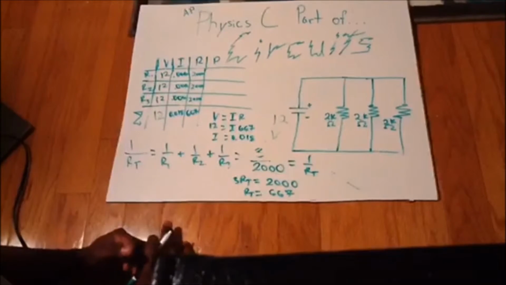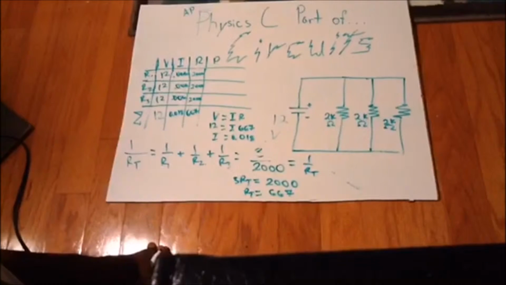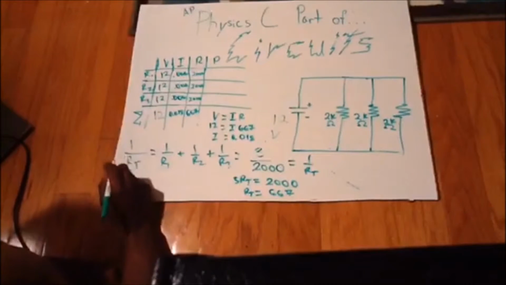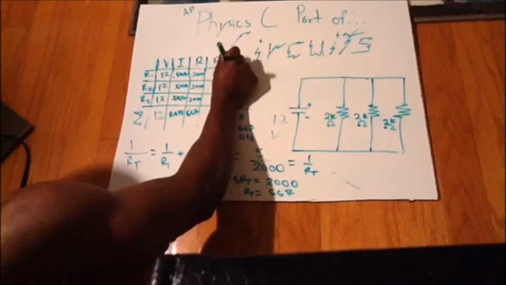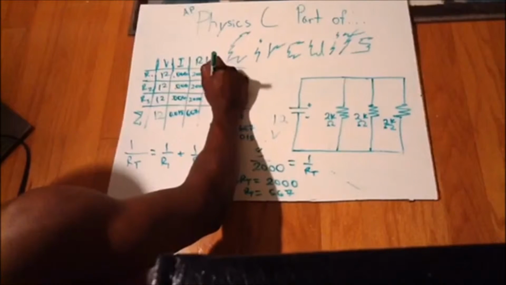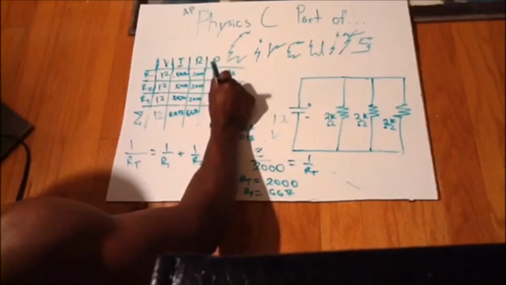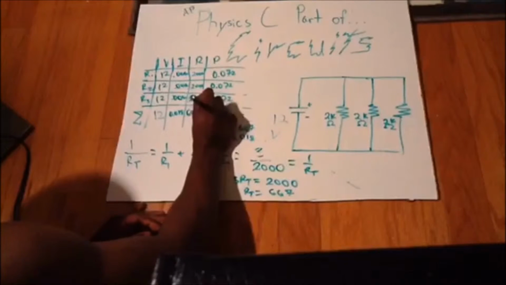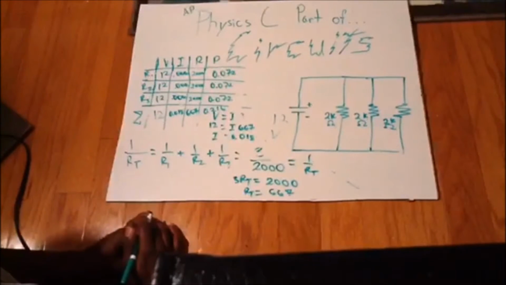And lastly, for power, which is what the P stands for in this table, power is going to be equal to voltage times the current, because power is the change in energy over time. So if we just do this simple multiplication, it will be 0.072, 0.072, and then you get 0.072. This comes out to a total amount of power of 0.216, and that is our table.